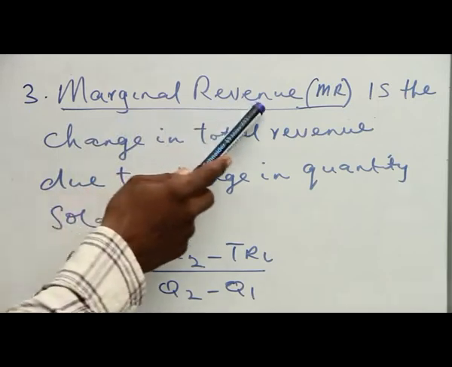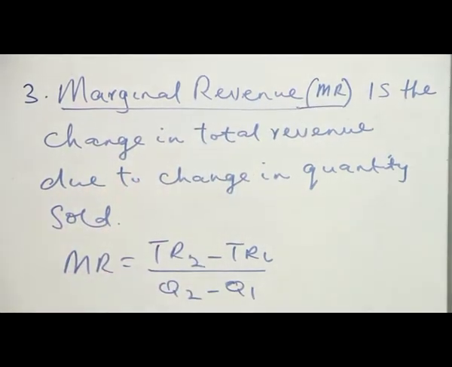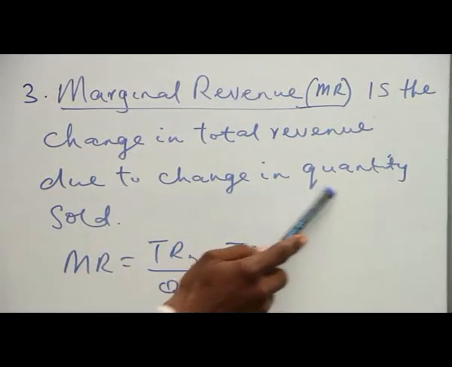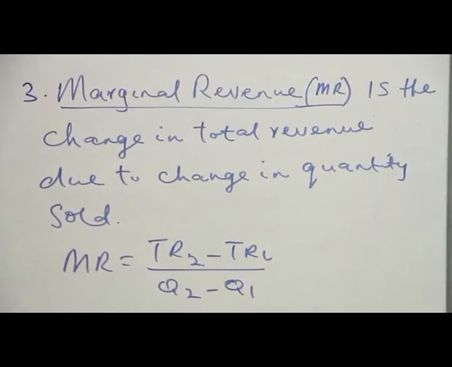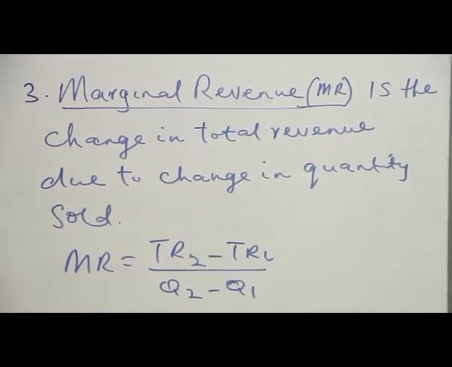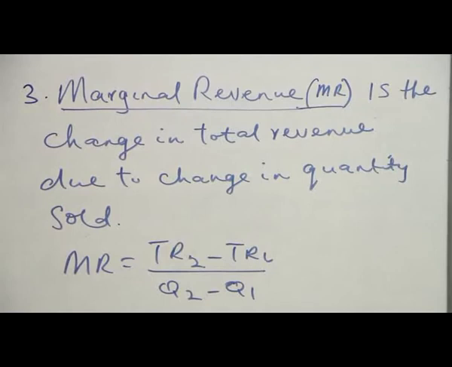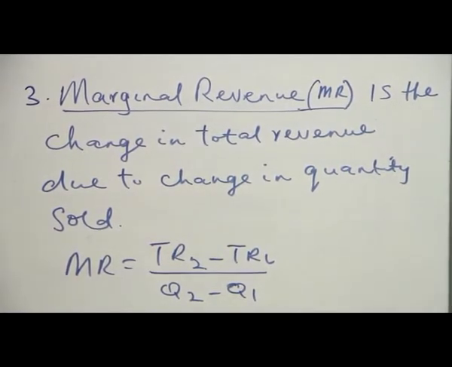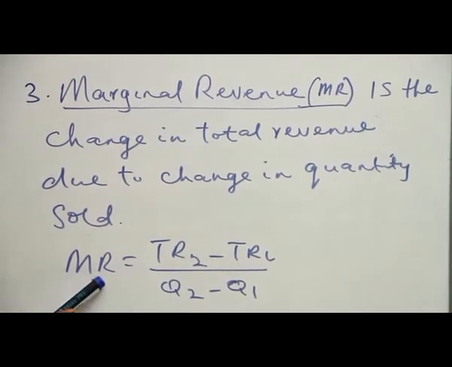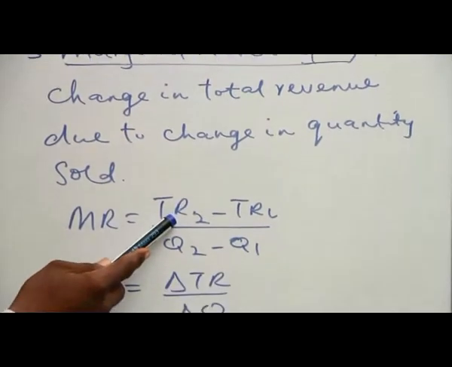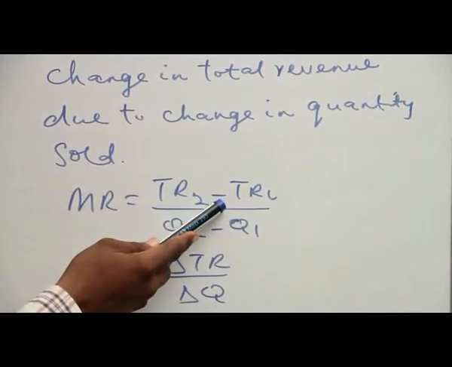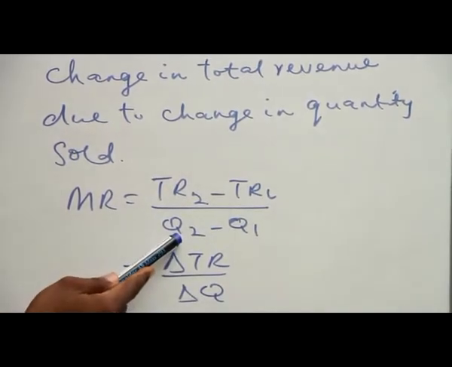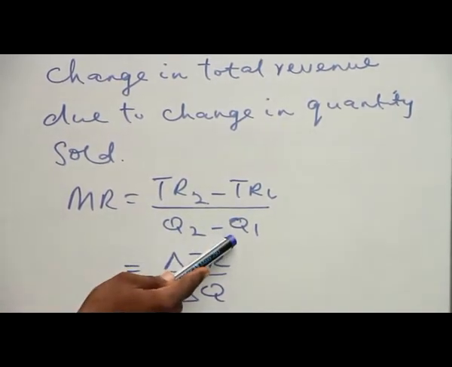Number 3, marginal revenue, that we call MR, is the change in total revenue due to change in quantity sold. That is, if a firm wants to know its marginal revenue, it's a matter of knowing the total revenue of the firm as well as knowing the quantity sold of the firm. So for us to calculate the marginal revenue, it is going to be the total revenue, the present, minus total revenue, the past, divided by quantity sold present minus quantity sold past.